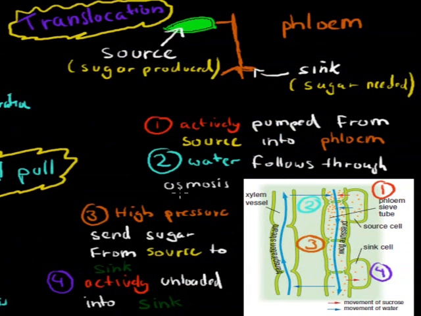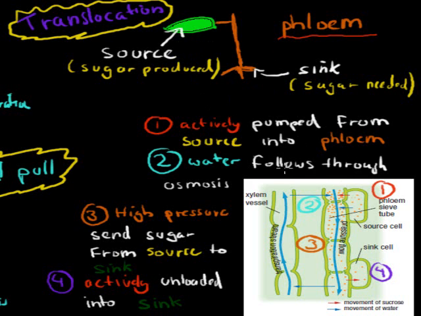Then we have how sugar travels. And sugar, remember these words, source and sink. Source was the area where sugar is produced, and sink was the area where sugar is needed. So a source might be the leaf, and sink might be the roots or the stem. First we have the sugars being actively pumped from source, so from the leaf, into the phloem. So that happens right here.